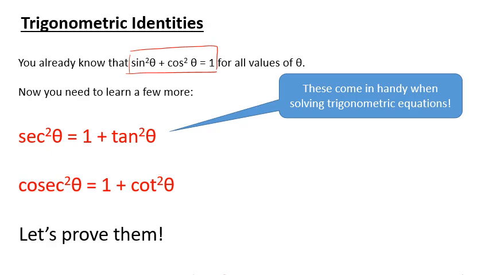Sec squared theta equals 1 plus tan squared theta. And cosec squared theta equals 1 plus cot squared theta. So you need to memorise those two. On the next two slides now I'm going to go through the proof to prove to you where they come from. But remember you need to memorise these two.